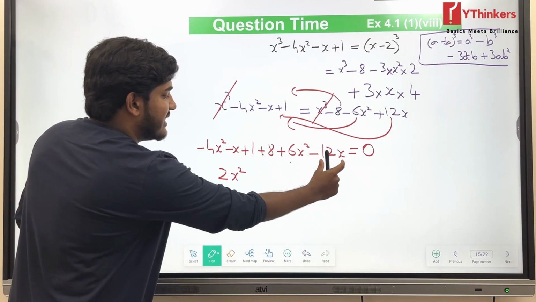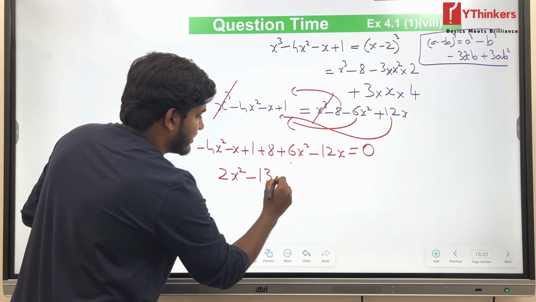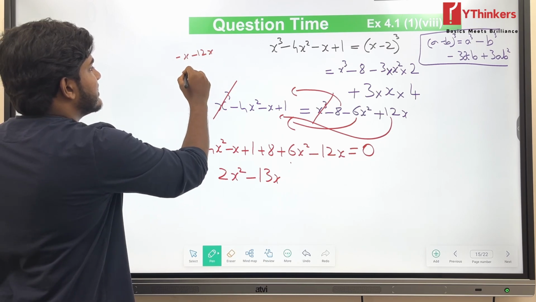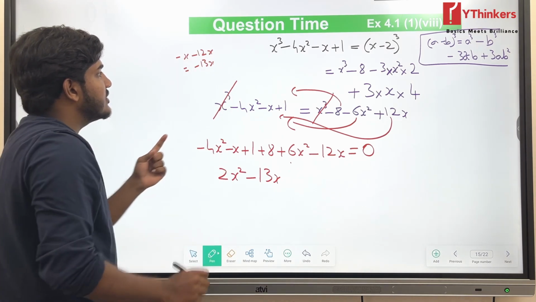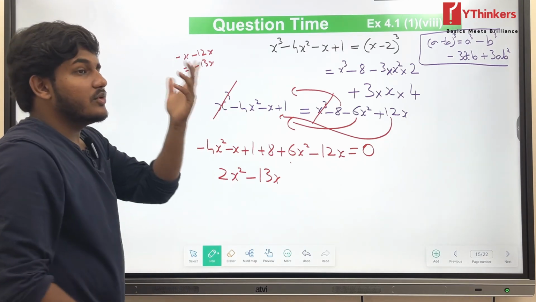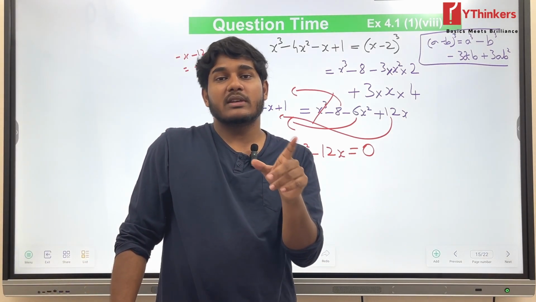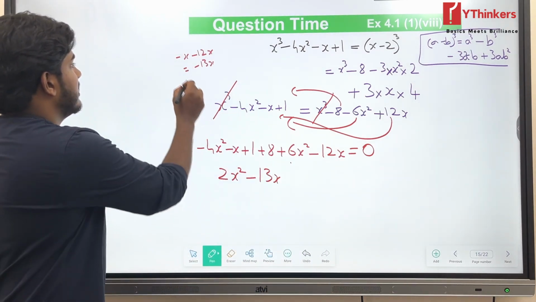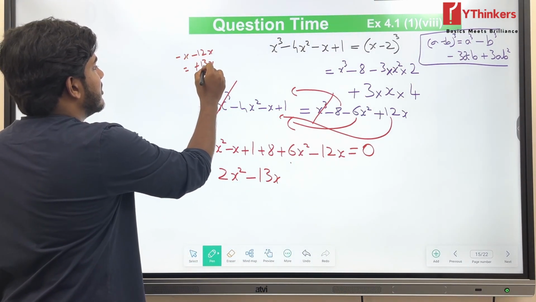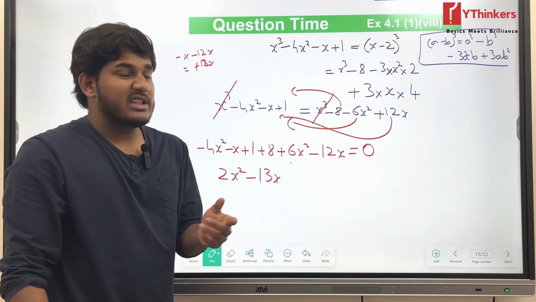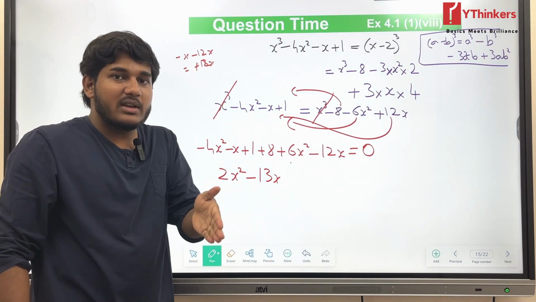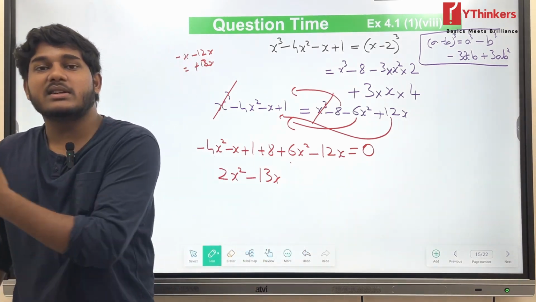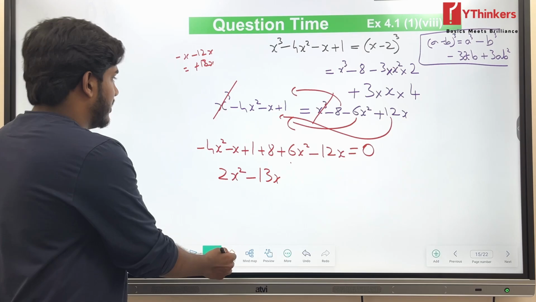What is minus x minus 12x? Minus 13x. Minus x minus 12x is minus 13x. Many students make this mistake. They confuse multiplication with addition and subtraction. You know what they do? They take minus into minus plus, 12 into 1, 12x. No, this is subtraction. Minus 1 minus 12. Minus 1 is already there and you are subtracting 12, so it will be minus 13. There's no multiplication.